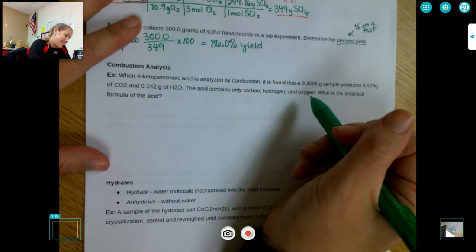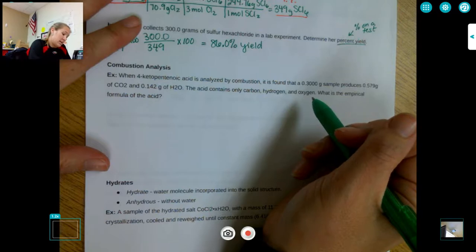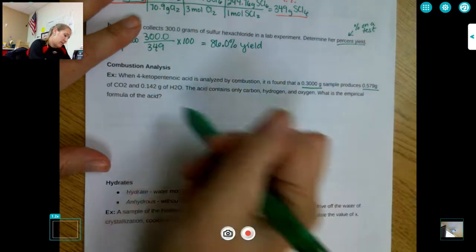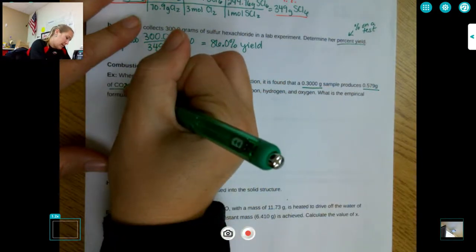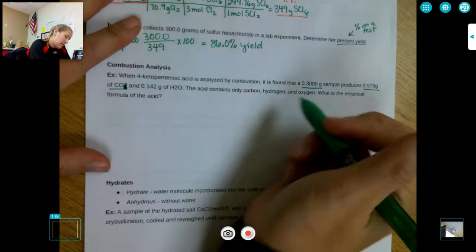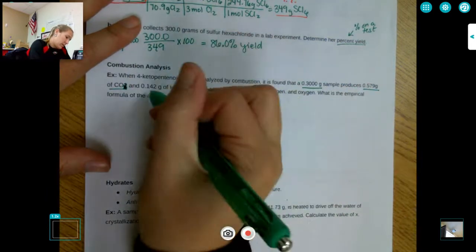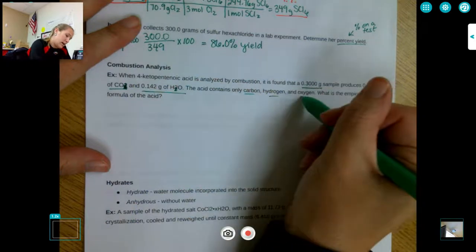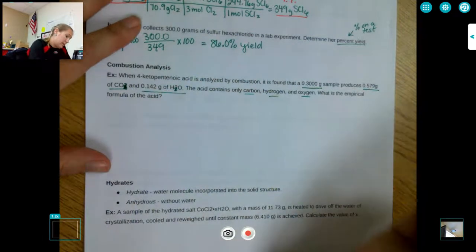So for pentanoic acid is analyzed by combustion. We have a 0.3 gram sample, produces 0.579 grams of carbon dioxide and water. The acid contains only carbon, hydrogen, oxygen. What's its empirical formula?